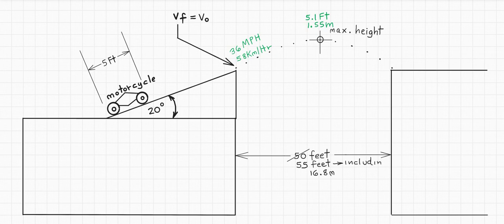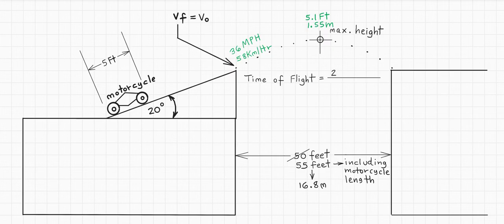And so we can call 55 feet the range required, including the motorcycle's length. And then we'll just call the 50 feet the cliff width. So we'll put that there at the last part. So the last one to calculate is the time of flight. How long will it take to cross the cliff?